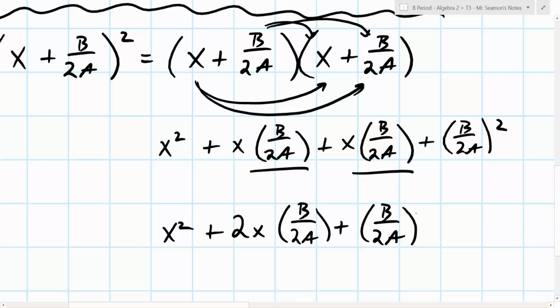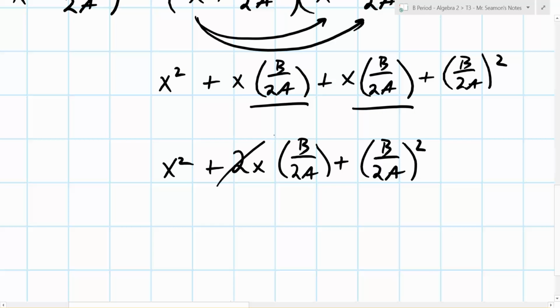B over 2a squared. We're going to leave it like this. I'm being very particular about when I'm multiplying and when I'm not, so just bear with me. What does this 2 cancel with? The 2 in the numerator, where does that cancel with? The 2 in the denominator. So what am I left with?